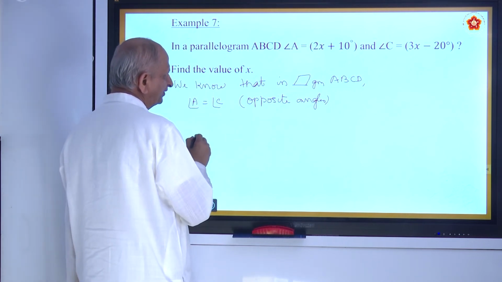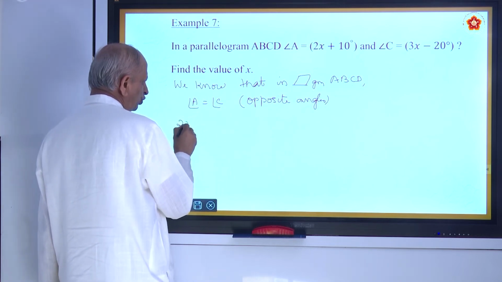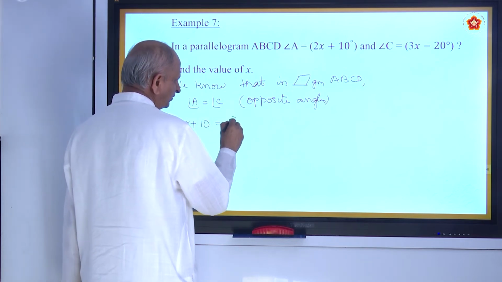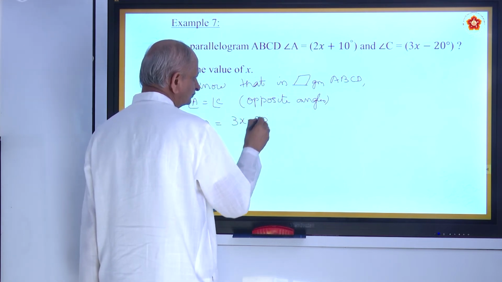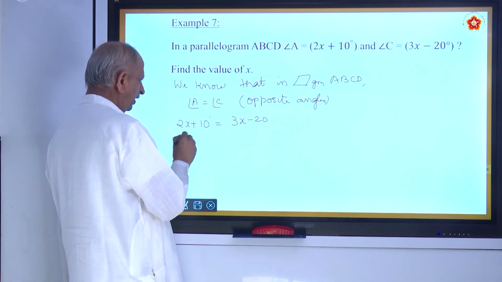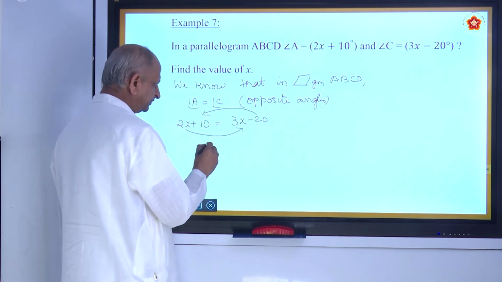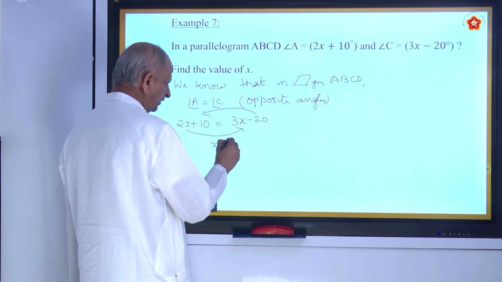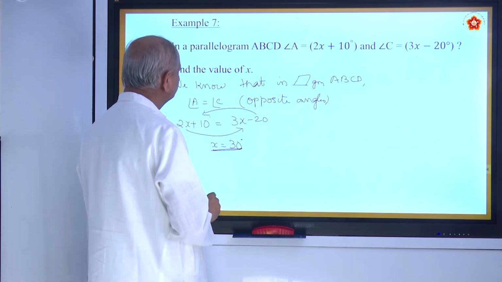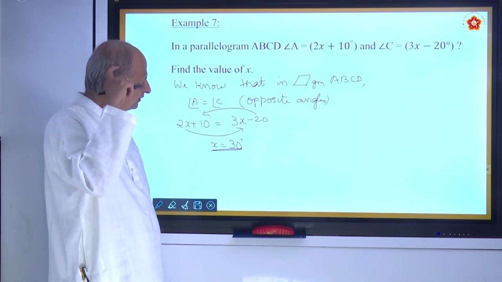So angle A is equal to angle C means what? So here A is how much? 2x plus 10 is equal to C means what? 3x minus 20. That is degrees. So you have to bring this 2x this side, 20 this side. So you have x is equal to 10 plus 20, 30 degrees. If x is 30 degrees, that's all you are asked to find out. 1 mark question. So value of x is 30 degrees.